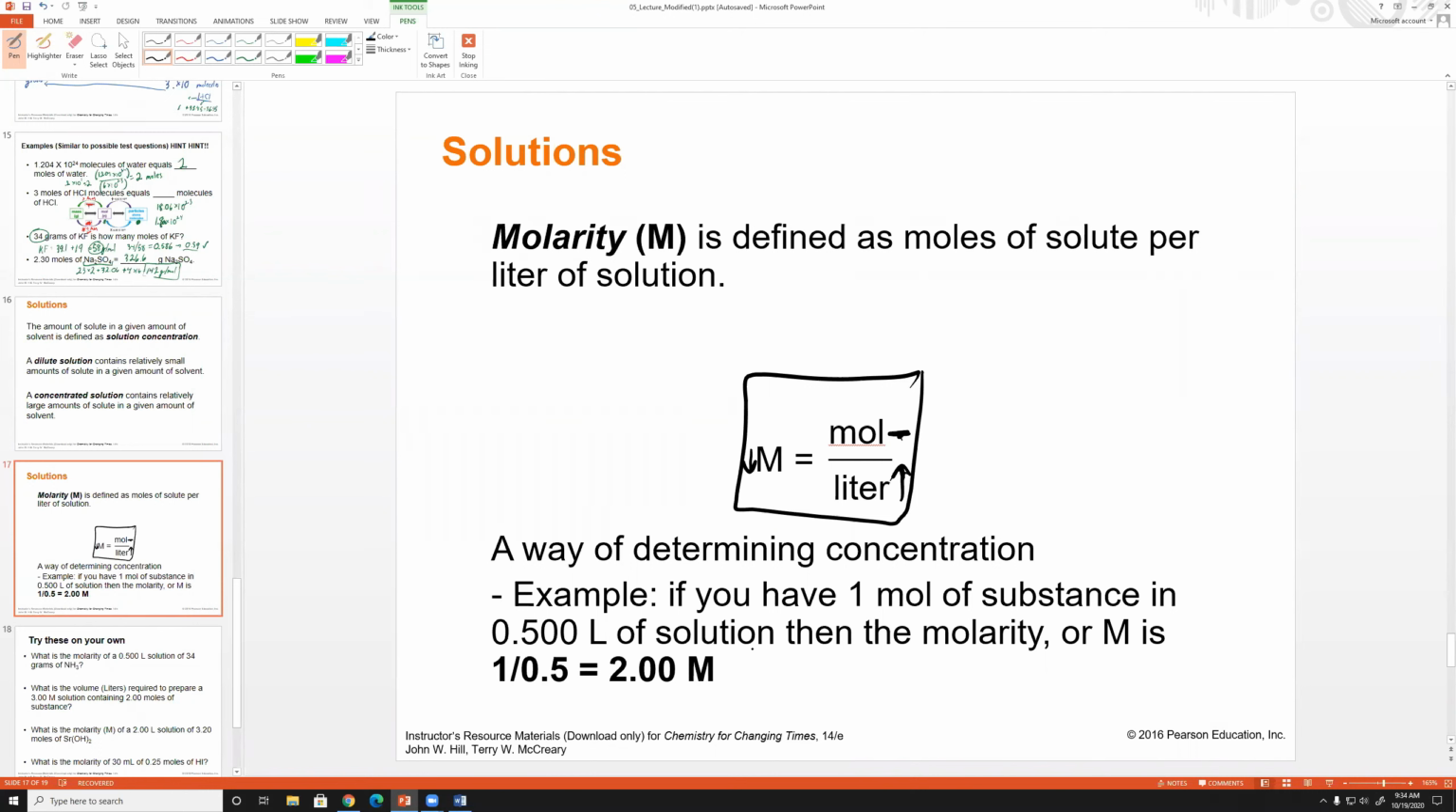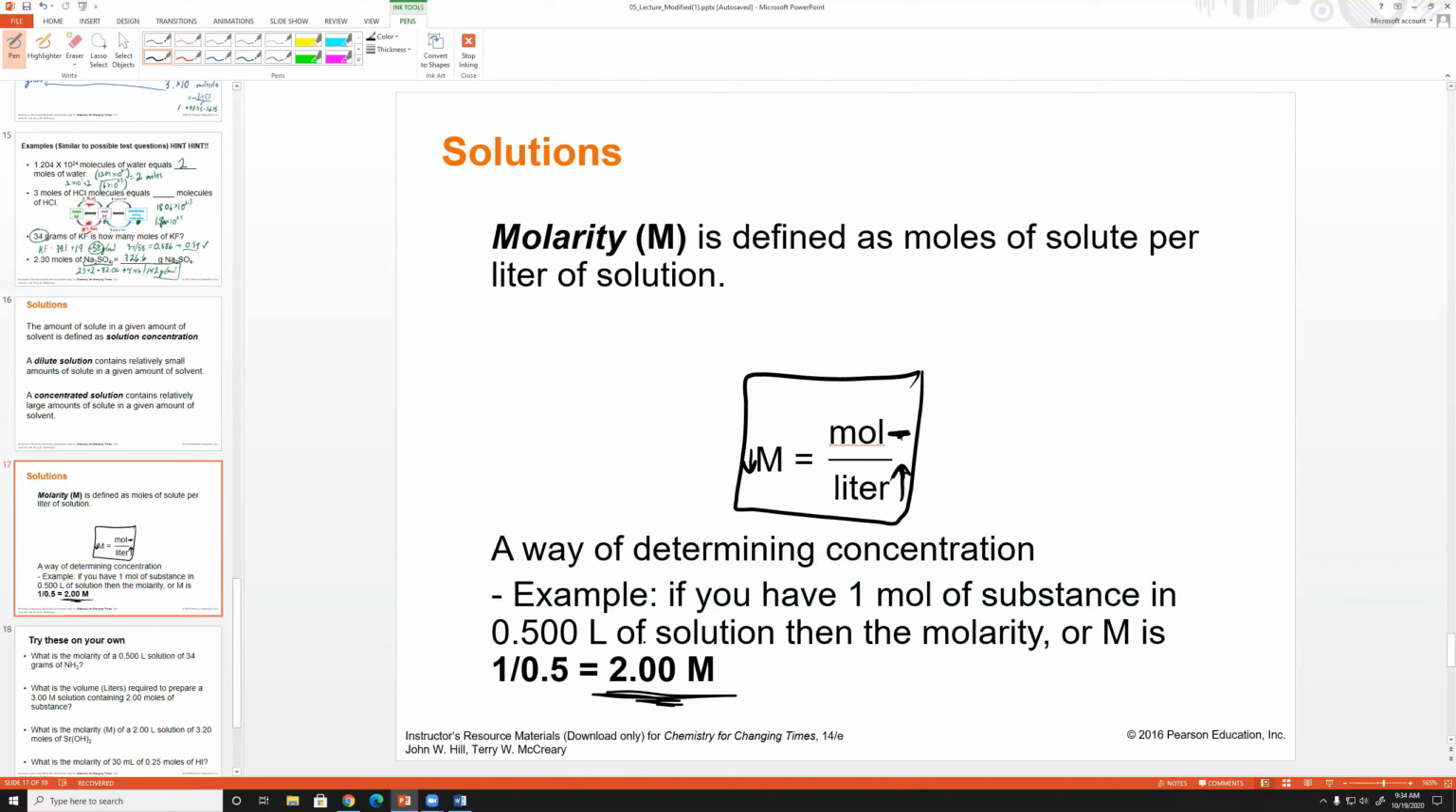Now knowing this, here's an example. If you have 1 mole of a substance in 0.5 liters, then the molarity is 1 mole divided by 0.5 liters, or 2 molar. That's the kind of thing we'll be doing here. So does that formula make sense? Would you be able to do calculations with that, you think? Because we're going to do some examples now.